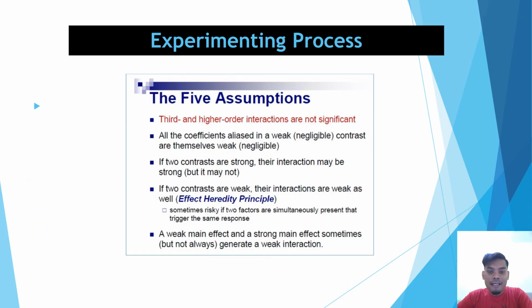Okay, these are the 5 assumptions that we need to be concerned about when we interpret the data from the fractional factorial design. The most important thing is that the third and higher order interactions are not significant, and the next assumption is the effect heredity principle. If two contrasts are weak, the interaction is weak as well.